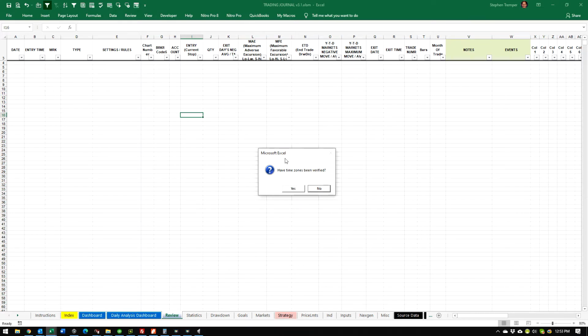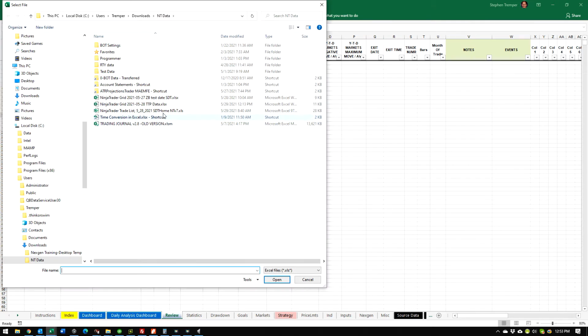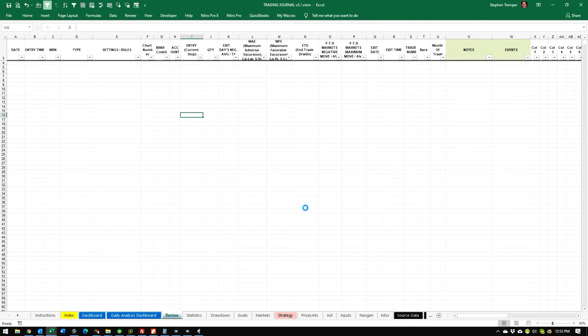So I'm going to verify the time. This is going to be automated when I get a chance, but for right now I just verify where it came from. It's my computer, so I know it's validated on New York time. I'm going to come over here and pick the TTP data for yesterday and let that percolate. And it says successful. So that now is all in here.